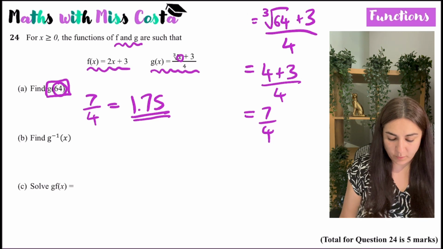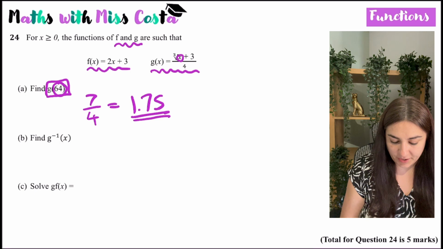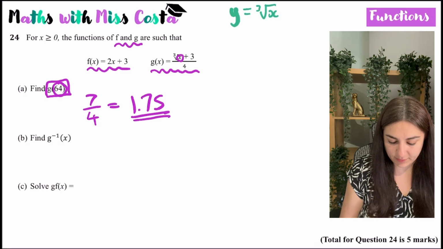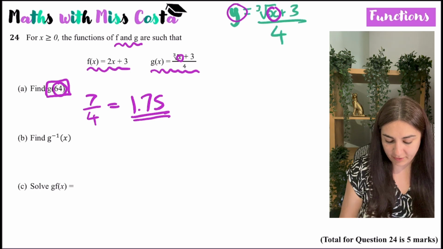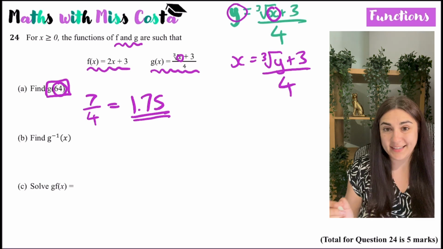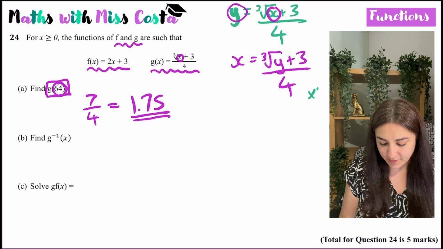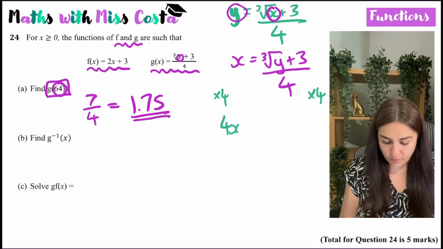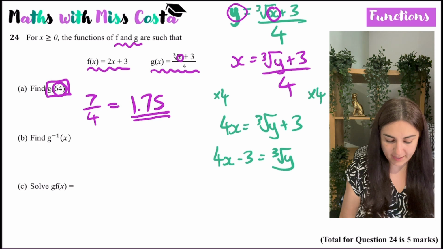the inverse of g. So what we do when we're finding the inverse, there are a few steps that we need to take. So instead of saying g of x, we call it y. So we say y equals the cubed root of x plus 3 over 4. And then what you do is you switch your x and your y variable. So x would be the cubed root of y plus 3 over 4. And we solve it to try and make y the subject. So times both sides by 4. That would be 4x equals the cubed root of y plus 3. Take away 3. 4x take 3 equals the cubed root of y.